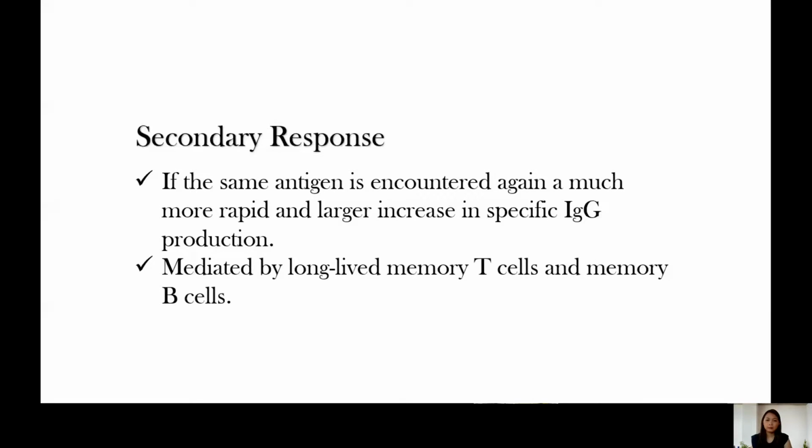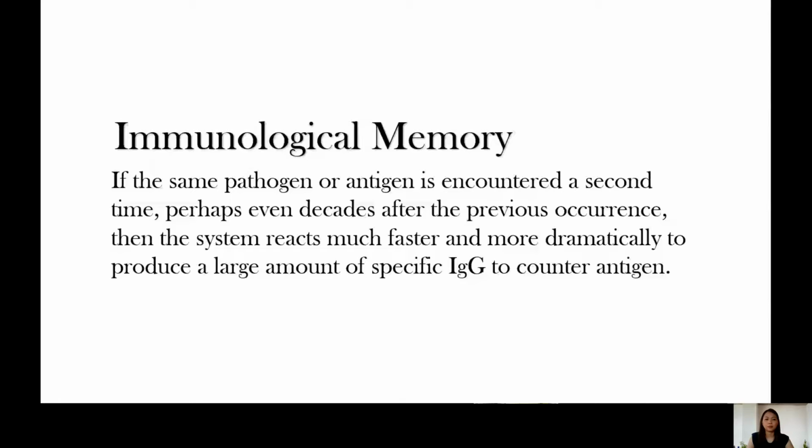And this time, there will be a rapid and larger increase in the production of IgG. And this is also mediated by long-lived memory T cells and memory B cells. So our immune system has its own memory system, which we call the immunological memory. So what is immunological memory?